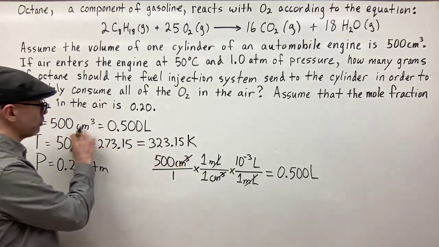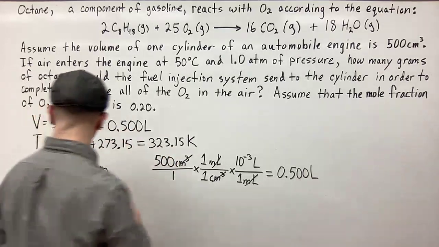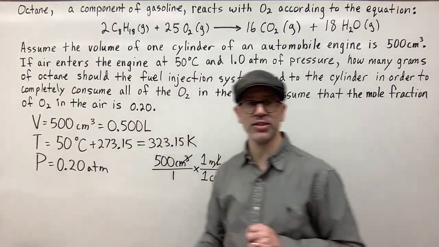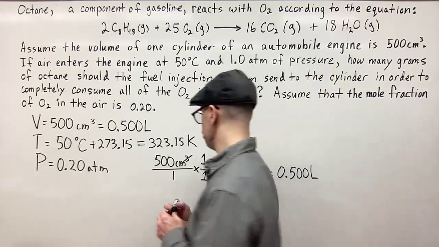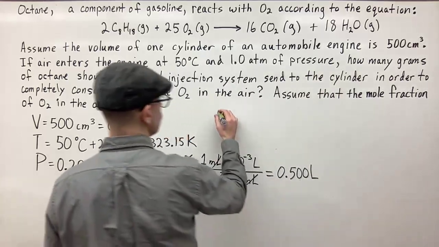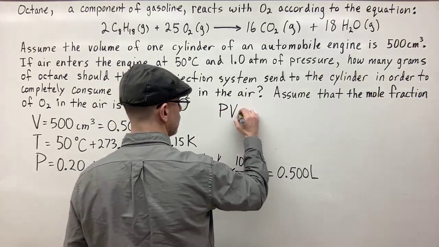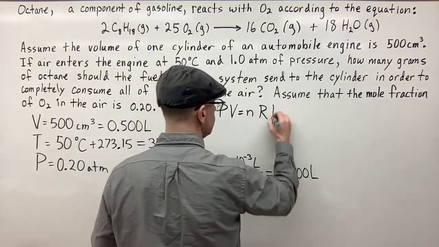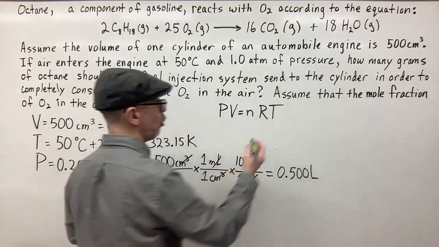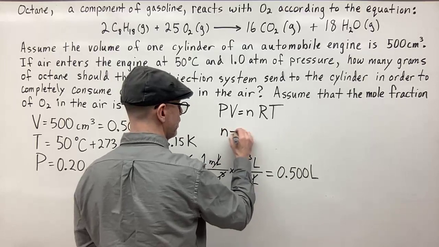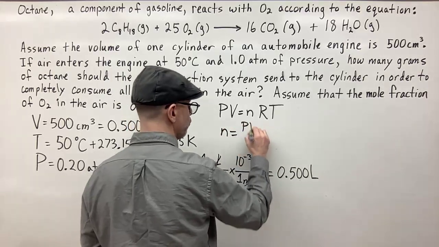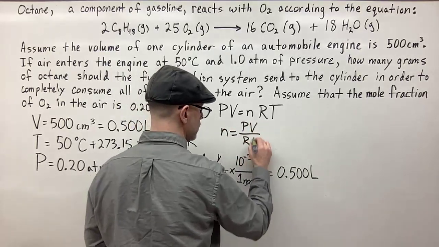I have the volume in the right unit of liters. Pressure is in atmospheres. That's the right unit. Now I can use PV equals nRT. I'm going to solve for n. So n is going to be equal to PV over RT.